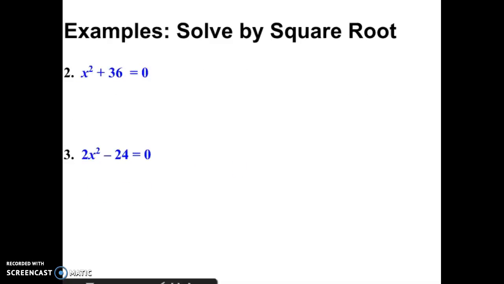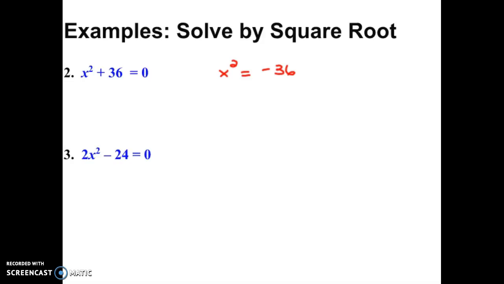Okay, our next two equations up here, number 2 and 3. Let's go ahead and look at number 2. On number 2, I do have something next to x squared. I have a plus 36. I want to move everything to the other side if possible before I get rid of the squared part. So on here, I can move the 36 to the other side. When I do that, on the other side, it becomes negative 36. Okay, negative 36. So what I've done is I've got an x squared by itself.